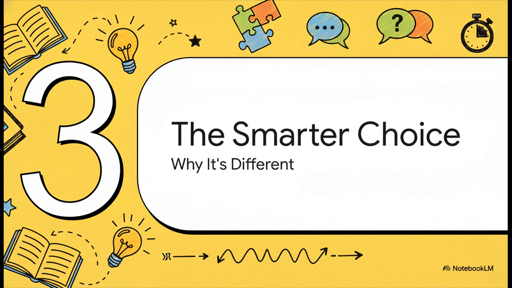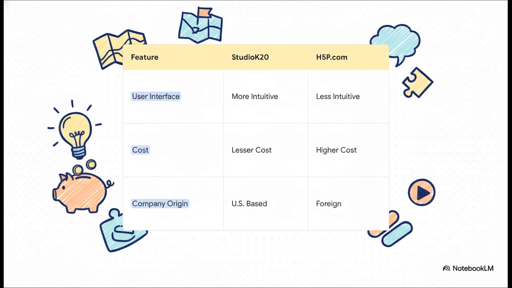Now, you might be thinking, okay, this sounds cool, but there are other tools out there. And you're right. So what makes StudioK20 different? Let's do a quick head-to-head comparison and see what sets it apart. Okay, let's put it up against a common competitor, h5p.com. StudioK20 is really aiming to deliver all that same power, but with 3 really key advantages. First, a more intuitive interface, which just saves you time and frustration. Second, a lower cost, which is always a bonus for school budgets. And third, and this is a big one for some, it's a US-based company.